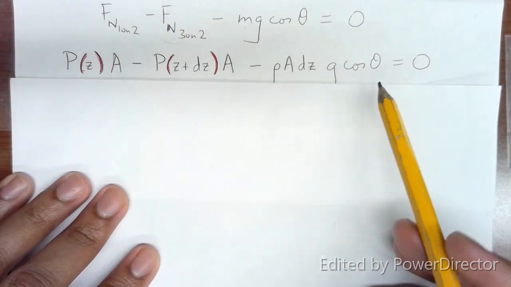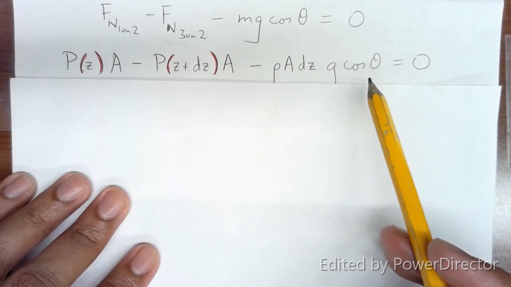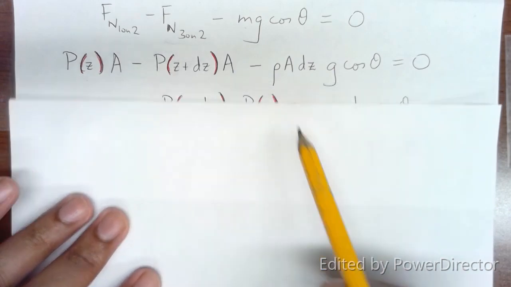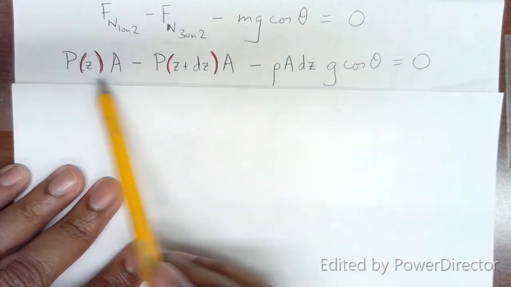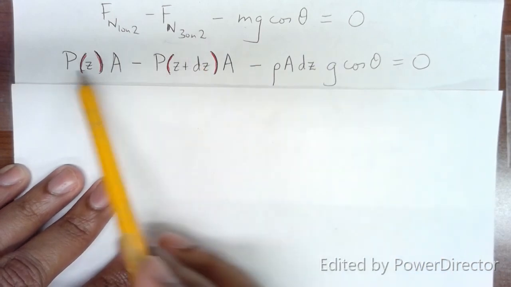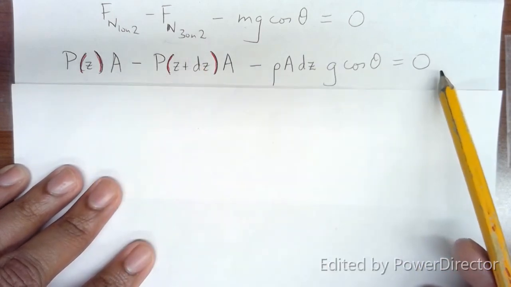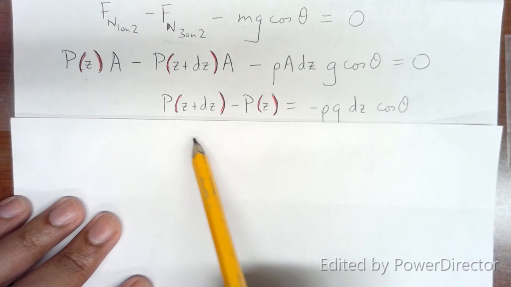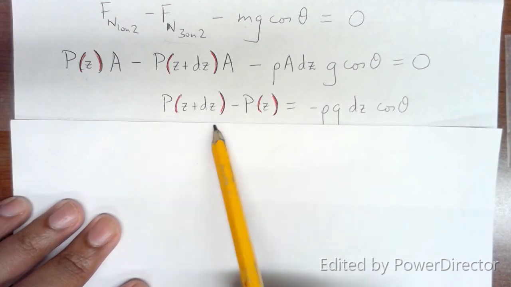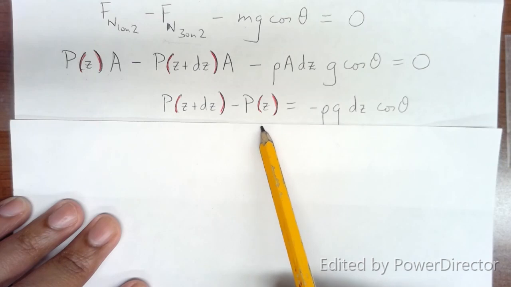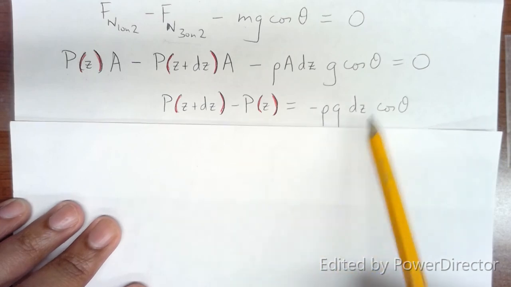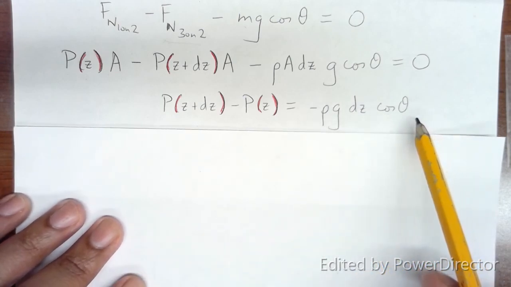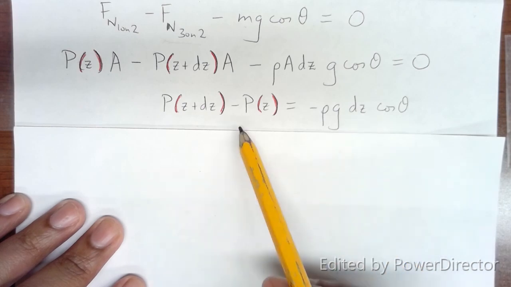So proceeding from this equation, what we do is we rearrange things. We notice that we have this pressure evaluated at 2 different positions, so we're going to isolate that. We have a common factor of A for all 3 terms, so we're just going to divide through by A, and it's 0 on this side, so there's no change on this side. And then we'll move these 2 terms to the other side so that we have p at z plus dz minus p at z equal to what remains here, so that's minus rho g dz cosine theta. And then we can divide this dz over.